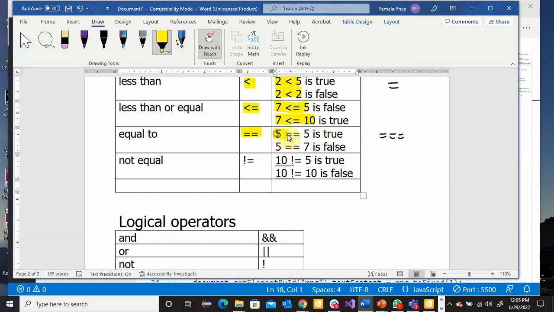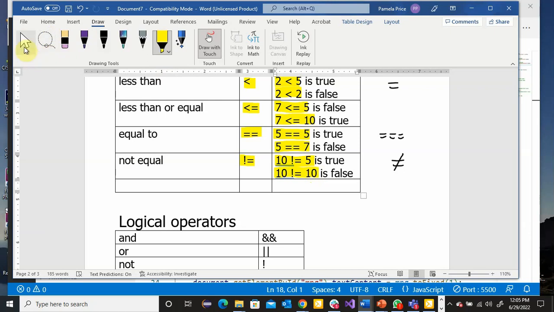So 5 equal to 5 is true. 5 equal to 7 is false. And for not equal, in math class, you usually do something like this, but in programming languages, it is the exclamation point and the equal sign. So 10 not equal to 5 is true. 10 not equal to 10 is false.